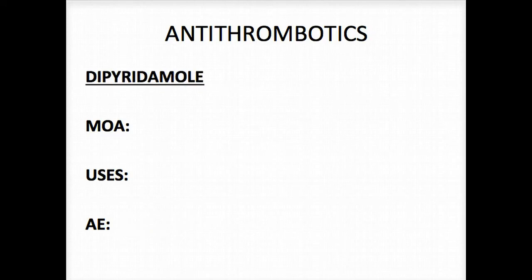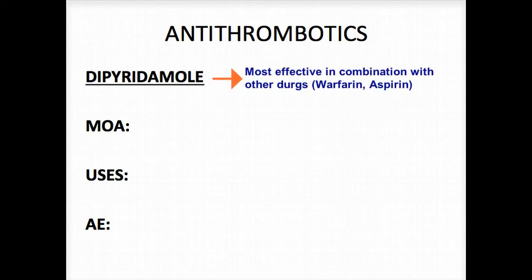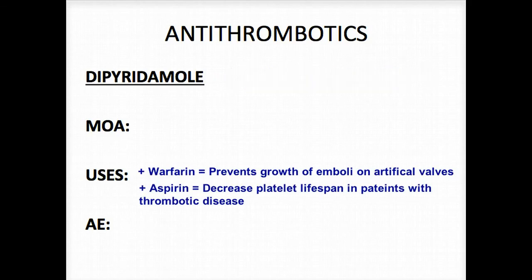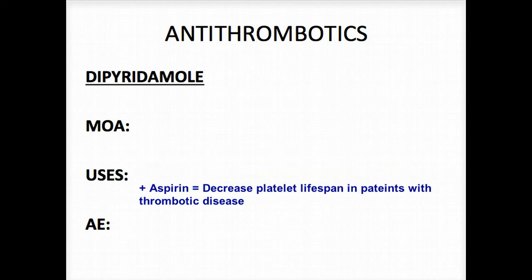Next up is dipyridamole. Now, if this is used on its own, it's not very effective. Therefore, we're always going to use it together with a couple of drugs. If we combine it with warfarin, the overall therapeutic benefit is that we're going to prevent emboli from growing on artificial valves. If we use it with aspirin, we're going to see decreased platelet lifespan in patients who have thrombotic diseases. So look for it combined with warfarin or aspirin.